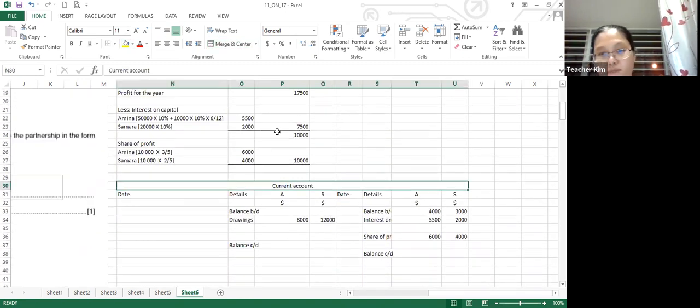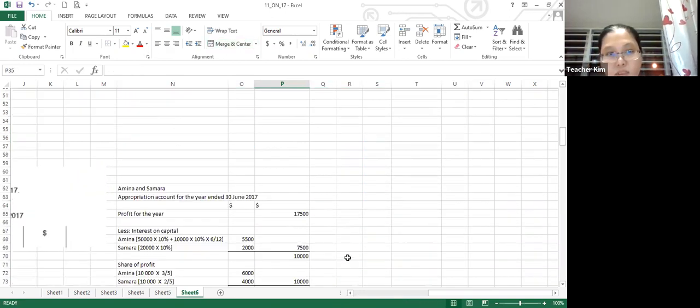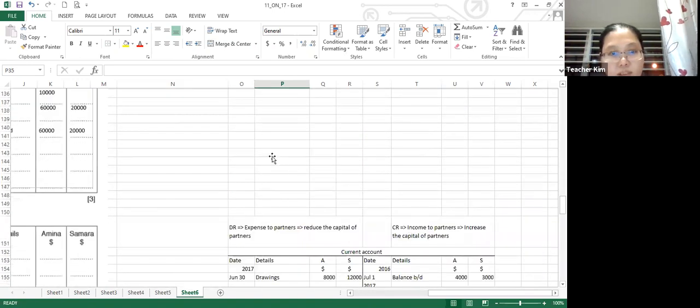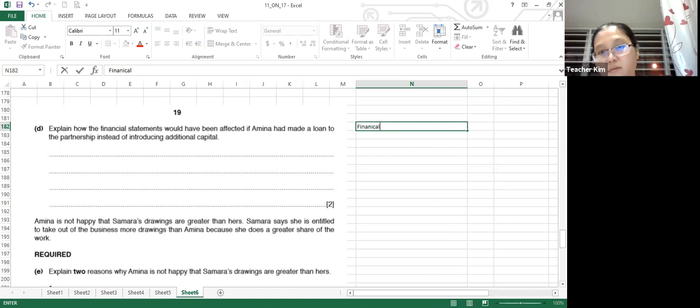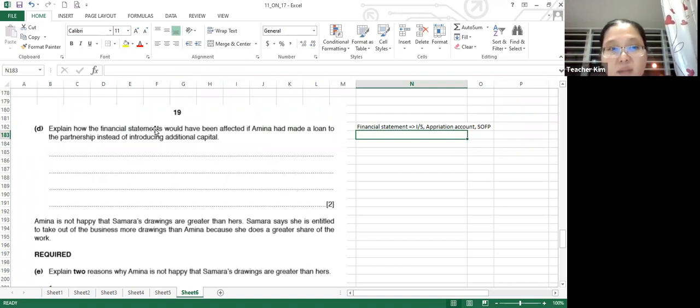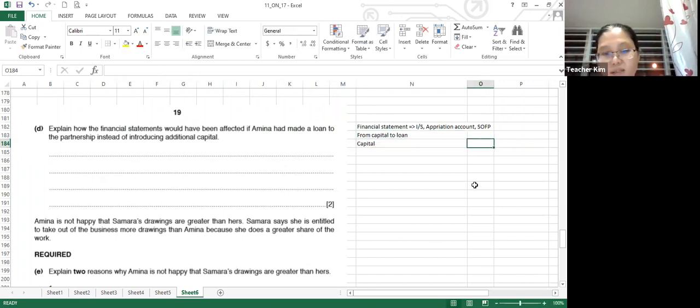Okay, what else do they ask in the question? Let's see what questions they ask. Okay, settle current account. Next is D. Explain how the financial statement would have been affected if Amina had made a loan to the partnership instead of introducing additional capital. So first of all, financial statement. There are two conditions. The main is an income statement. Because this is a partnership, we have another appropriation account, and also statement of financial position. So these three, they ask what is the impact when instead of the capital, now we change from capital to loan.